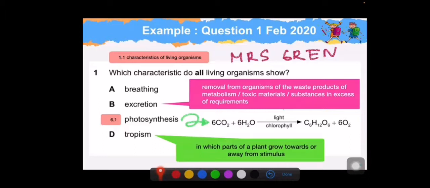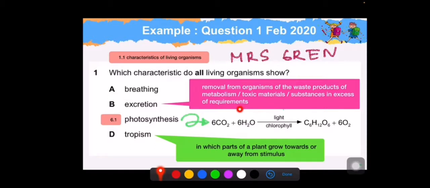So, definition ni kita kena ada dalam kepala lah. Macam mana nak make it inside our brain? Kita buat nota. Buka balik syllabus, cari definition for the excretion ni, topik 1.1. What is excretion? Excretion is removal from organism of the waste product of metabolism or toxic material or substances in excess of requirement.